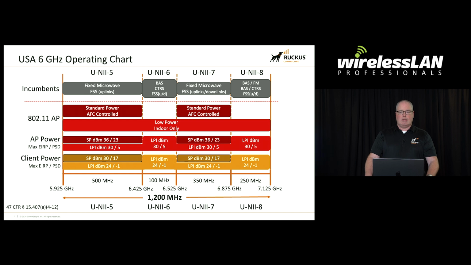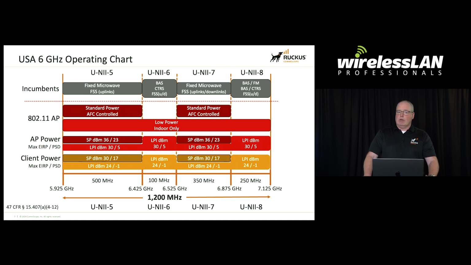So we got about 1200 megahertz of spectrum across UNII 5, 6, 7, and 8. In that, we've got to compete as well with the incumbents, right? So this shows a little bit of what's in there: fixed microwave, some radio broadcast systems and things like that. So depending on where you are, that's what you're going to have to contend with whenever you're operating in 6 gigahertz.